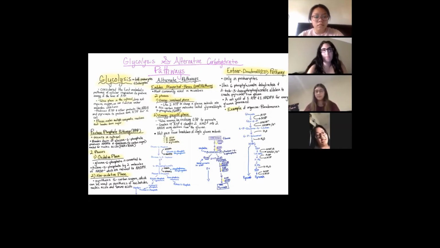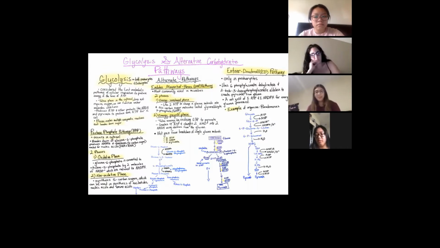It produces ATP and other products like NADH and pyruvate to produce more ATP for a cell. The process involves multiple enzymatic reactions that break down sugar, and glycolysis is in both prokaryotes and eukaryotes.